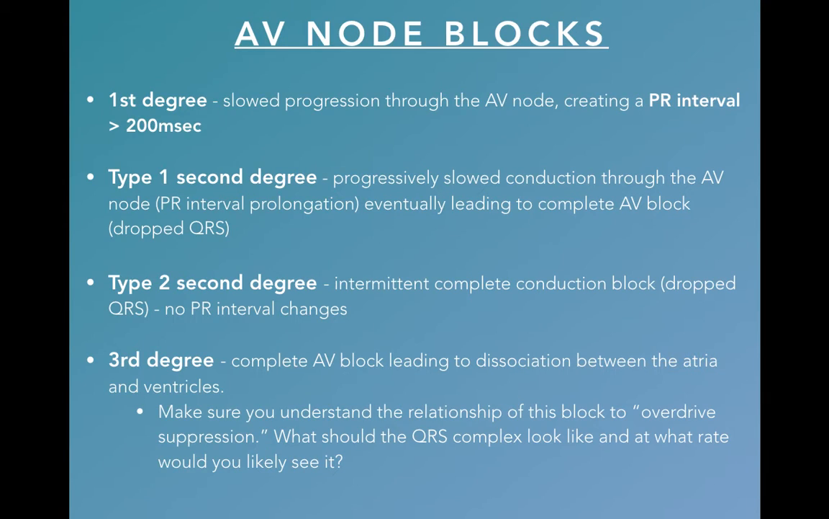And for the type 2 second degree, Mobitz 2, it's going to be an intermittent complete block. So in that case, you're not going to have progressively slowed conduction. All you're going to see is intermittent absence of the QRS complex. And that's pretty obvious, but again, you have to look for it. If you don't look for it, then you might miss it. And third degree is going to be a complete AV block. So you have what's called dissociation between the atria and the ventricles.